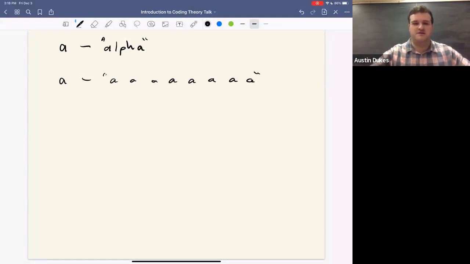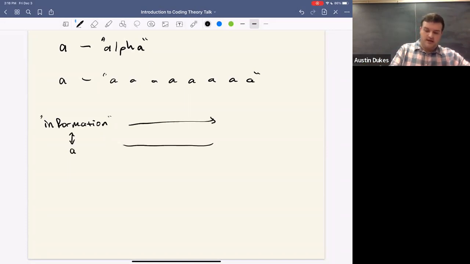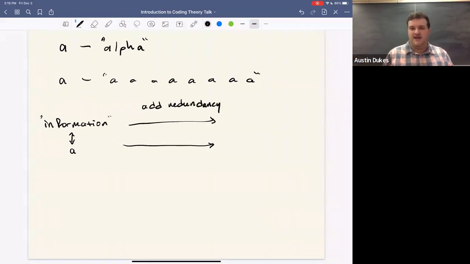Both of those are perfect examples, in terms of an analogy, of what's going to happen in coding theory. These correspond pretty well. These are two possible paths to go down. What's happening here is we're trying to guarantee that the information, so we start with the original information, which is A in this case, gets communicated to the other party. But it's possible that they're not going to hear the A correctly. So we want to add some sort of redundancy so that we're helping ensure that the A is correctly perceived.